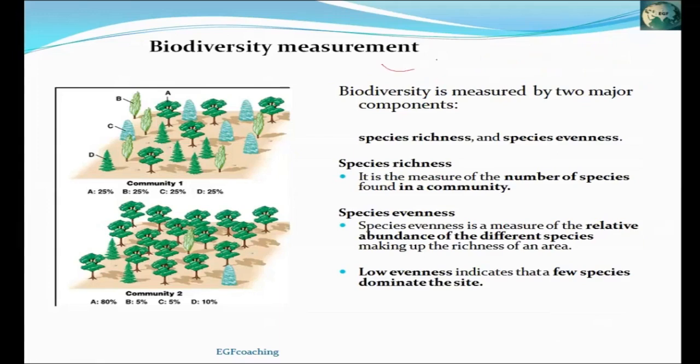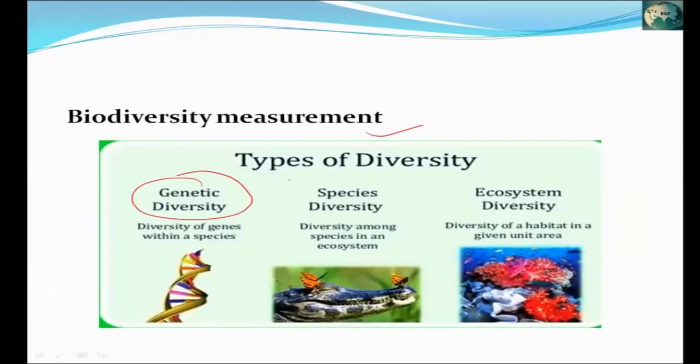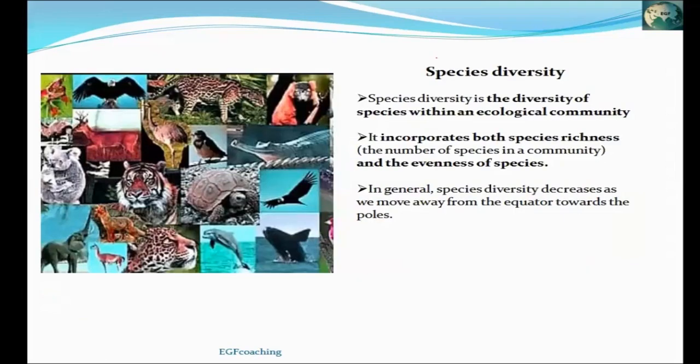Today's topic is biodiversity measurement. There are different ways to measure biodiversity, like genetic diversity, species diversity, and ecosystem diversity. Species diversity means diversity of species within an ecological community.